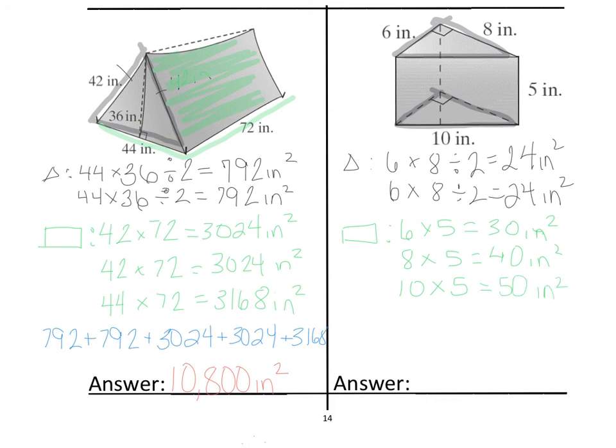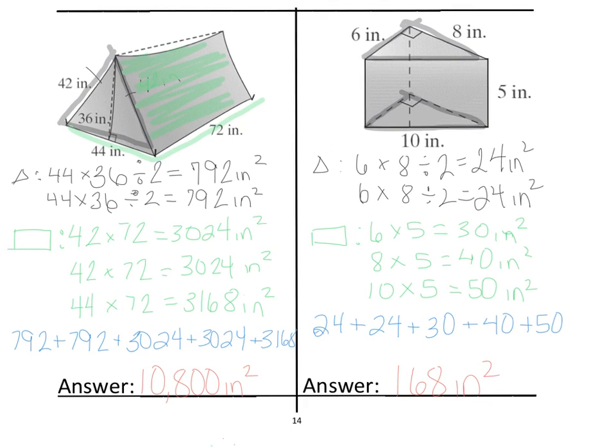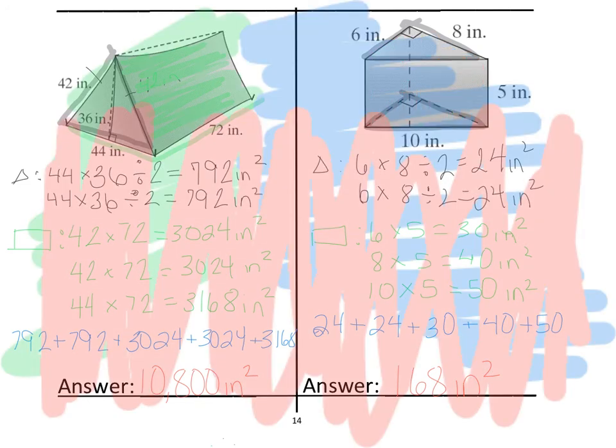The last thing we're asked to do is to find the sum of the 2 triangular faces, or 2 triangular bases, and the 3 rectangular faces. And that gives us a total of 168 inches squared. If you're needing to see the 3 rectangular faces, 6 times 5 is going to be this one right here, and 8 times 5 is going to be this one right here, and then 10 times 5 is this one right here. So hopefully that makes it easier to see the 3 rectangular faces.